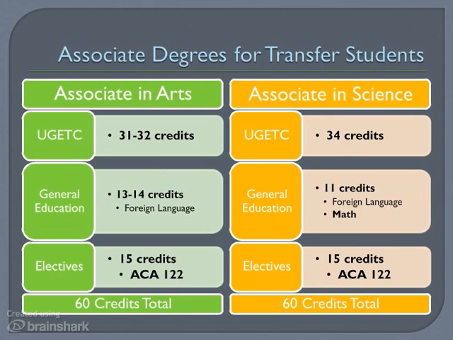Durham Tech offers two transferable degree programs, the Associate in Arts and the Associate in Science degrees. The AA and AS degrees require 60 credit hours total. These credit hours are comprised of a minimum of 31 credit hours of UGETC courses, additional general education courses like foreign language, and 15 credits of pre-major elective courses like ACA 122. Use your course selection guide, pre-major, or study track to see the list of courses required for these degrees at Durham Tech. Remember also that the CAA requires that students earn a C or better in their transfer courses and a minimum overall GPA of 2.0.